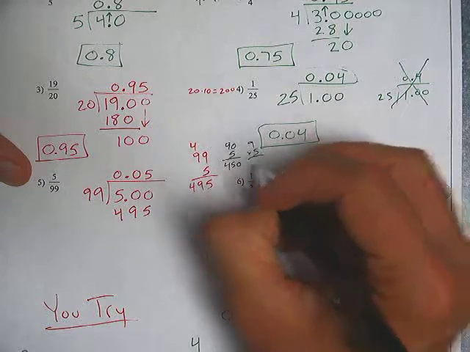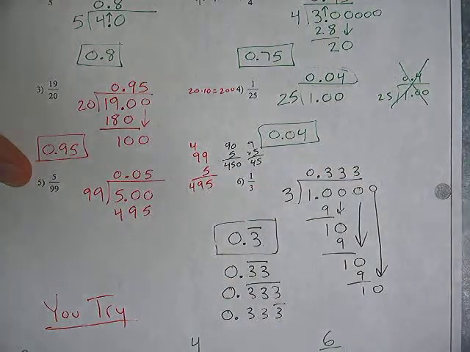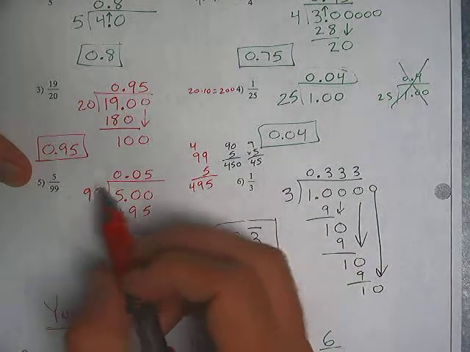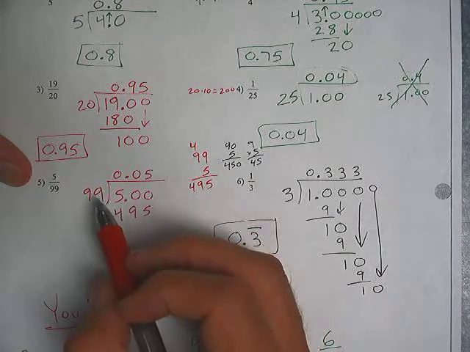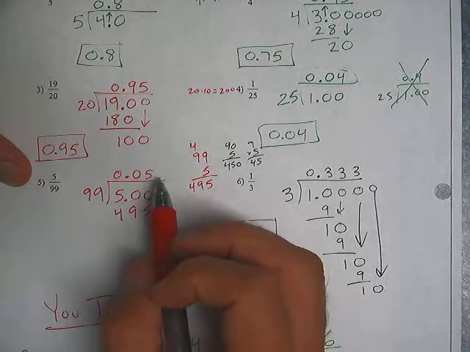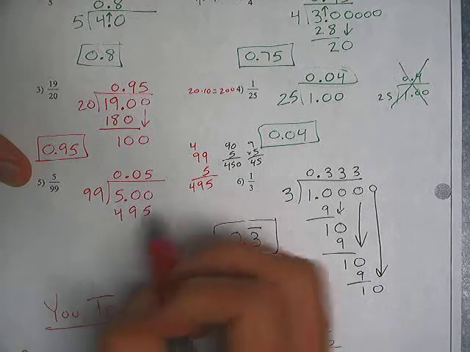What's another strategy for that? So you could split the 99 into 2 pieces. You could say 90 times 5, and that's 450. And then you could do just the 9 times 5, and that's 45. And if you add those together, you're also going to get 495. So 2 different strategies for getting that.